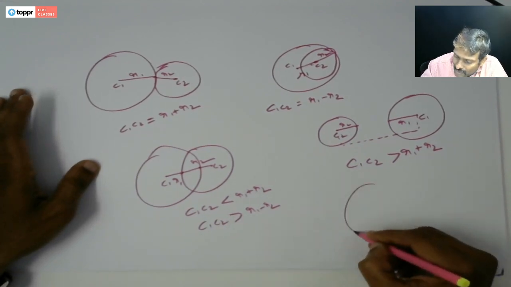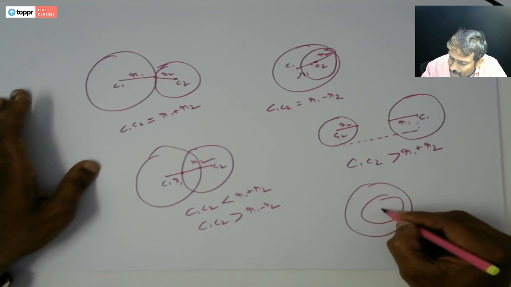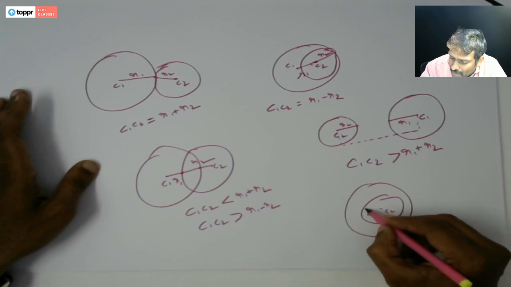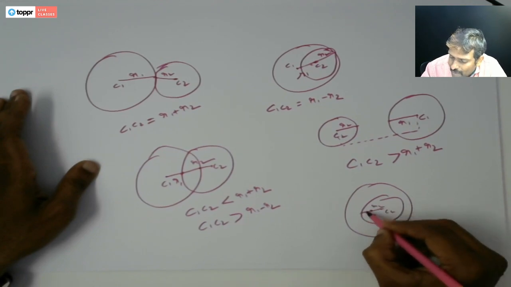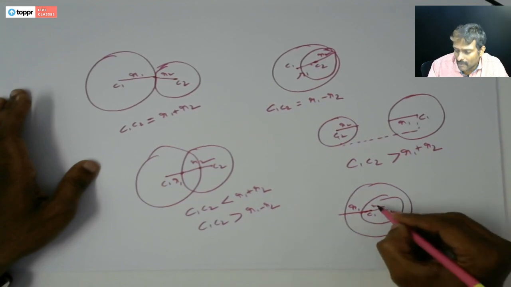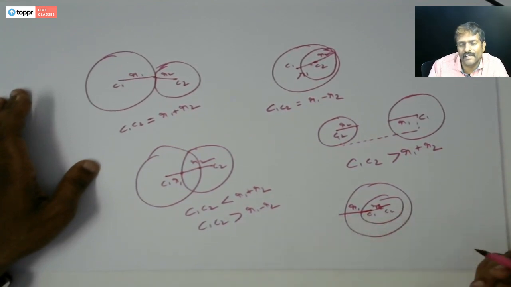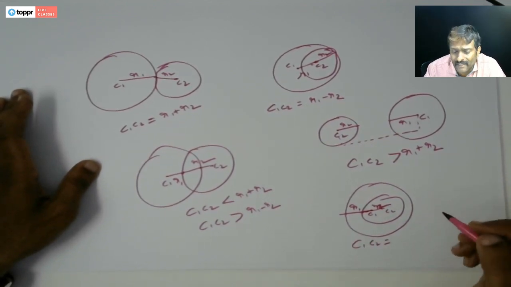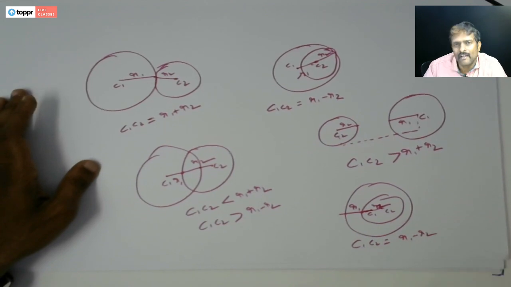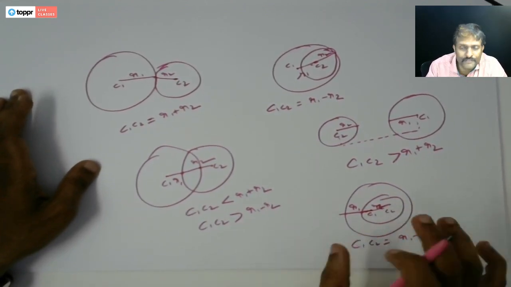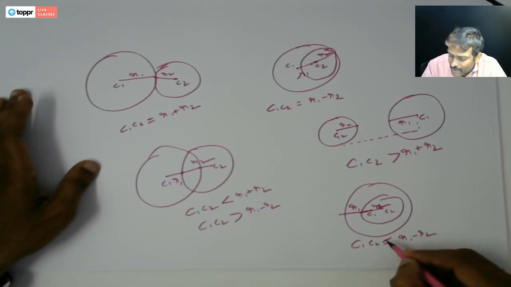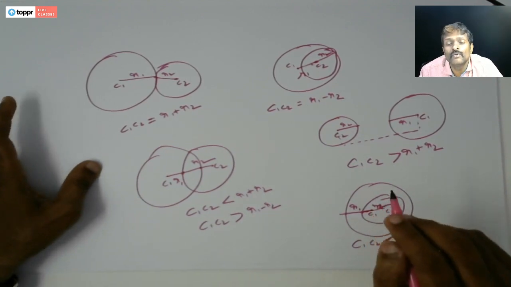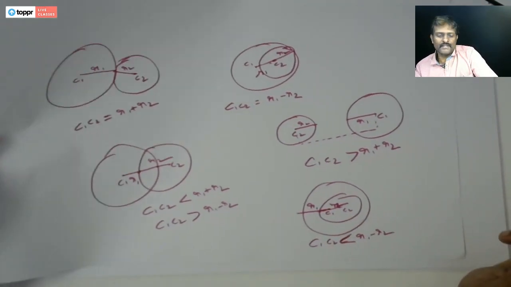Now the last case, when one circle is lying inside the other, say with centers C1 and C2, this is the radius R2 and this is the radius R1. Now what would be the distance between C1 and C2? This distance will be less than R1 minus R2. If you subtract the smaller radius from the bigger radius, that value will be greater than the distance between the two centers, right?